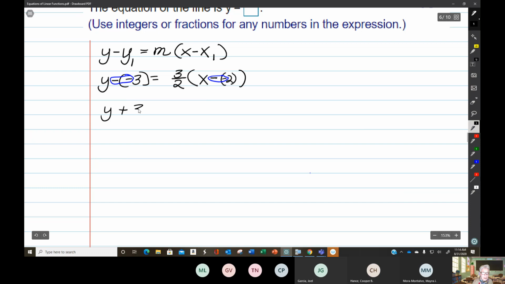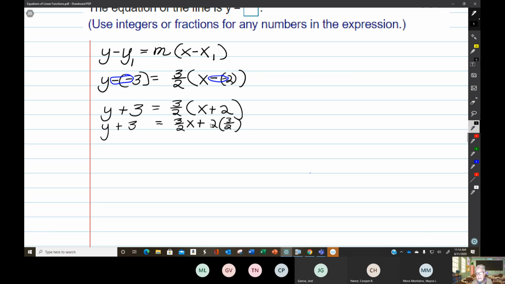Y plus 3 equals 3 over 2 times x plus 2. Okay, so we'll have y plus 3 equals 3 over 2x plus 2 times 3 over 2. Now the quick way to do this is to recognize that this 2 and this 2 will cancel each other out, leaving you with a 3.